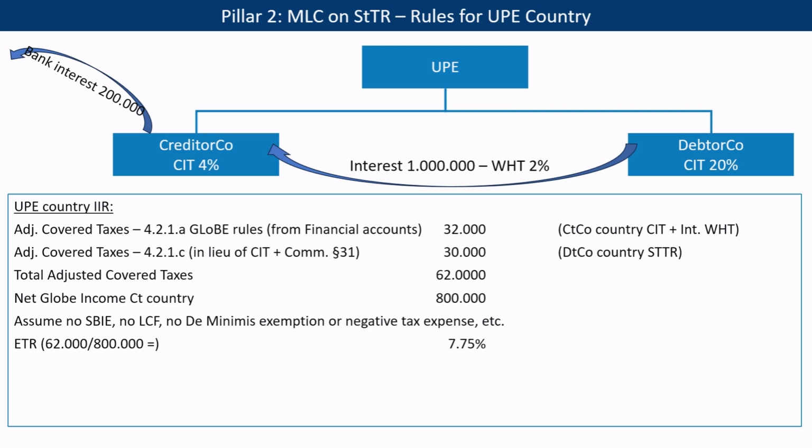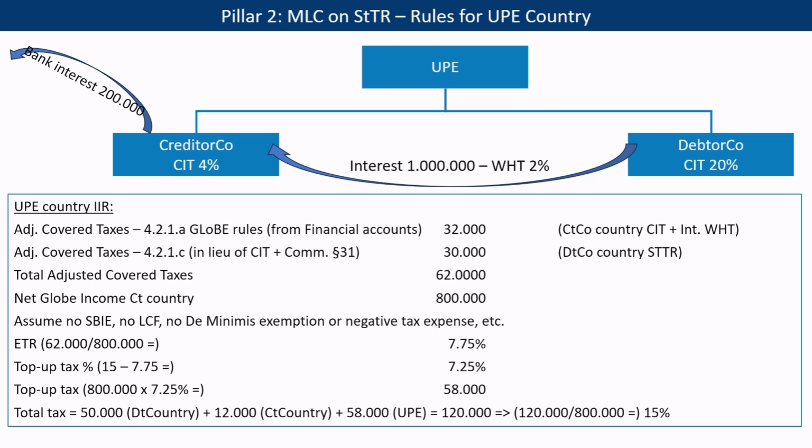So the UPE really needs to pay, and then the effective tax rate, as we already calculated on this 800,000, is 7.75%, which means that the top-up tax percentage will be 15% minus 7.75, gives us 7.25%, and that multiplied by 800,000 gives us another 58,000 that needs to be paid in the UPE country. And then the total tax will be 50,000 in debtor co-country, 12,000 additional tax in creditor co-country, 58,000 in the UPE country. It comes to a total of 120,000 in tax over 1 million minus 200,000, and then the effective tax rate, as we can see, comes to 15%.